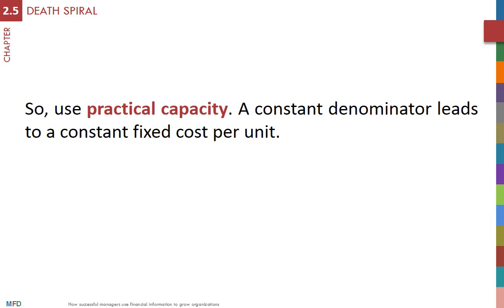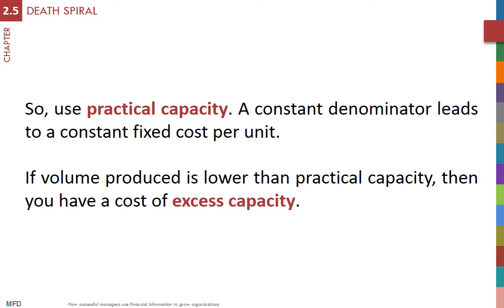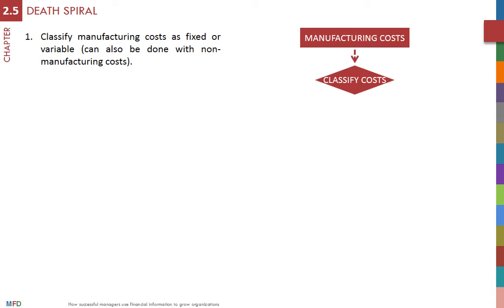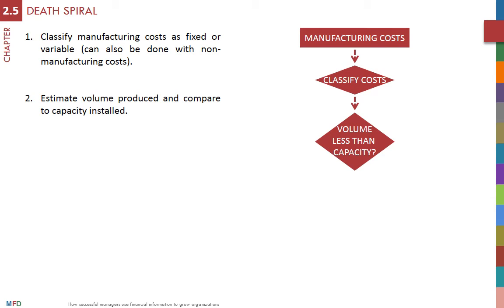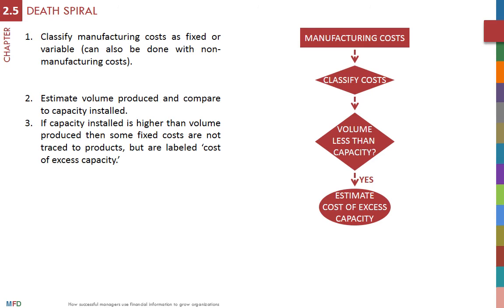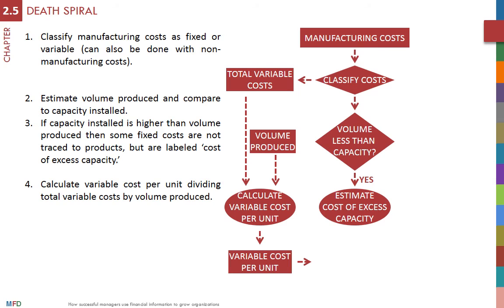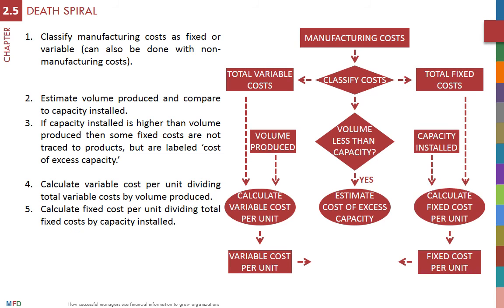To avoid the risk of a death spiral, the volume used as the denominator should equal the practical capacity of the fixed resources. A constant denominator leads to a constant fixed cost per unit. The cost system works as follows. If the actual volume is smaller than the practical capacity, then a certain amount of fixed costs will be a cost of excess capacity. Take your total variable costs and divide them by the volume produced. Then take your fixed costs and divide them by practical capacity.